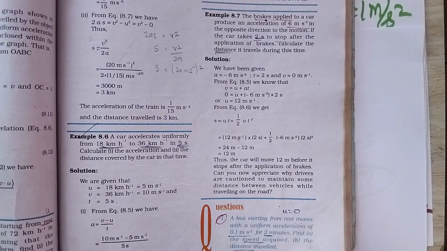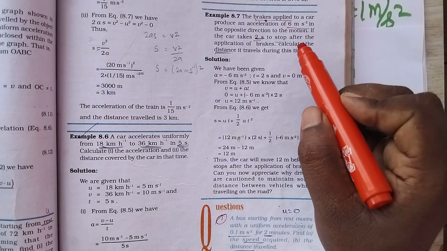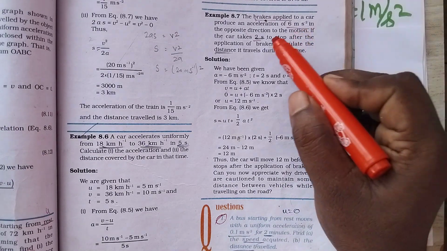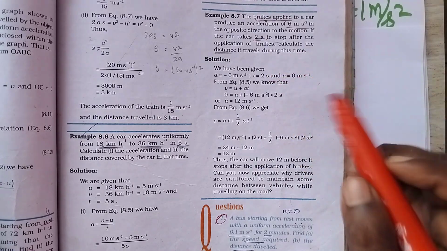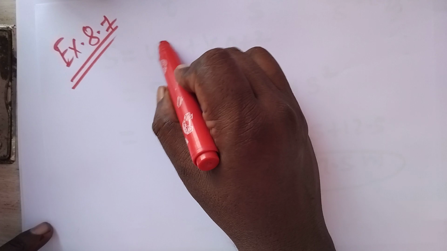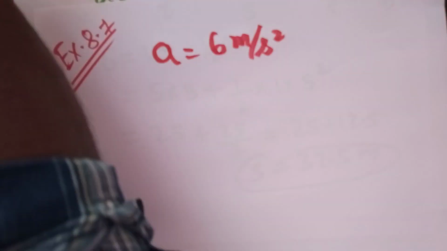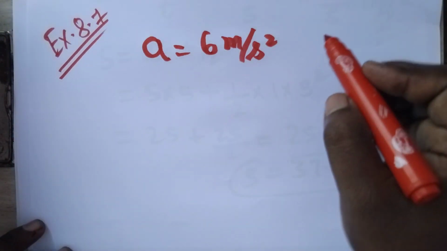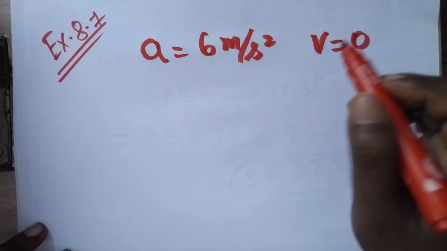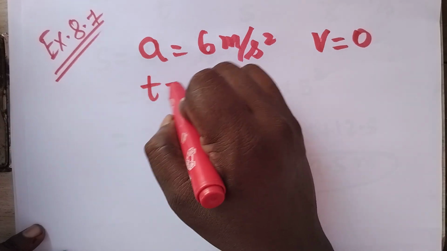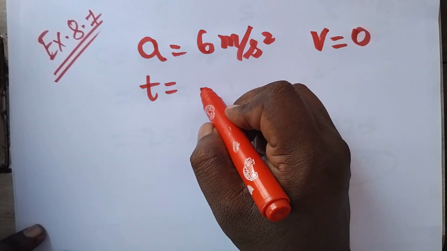Started car, initial velocity 0. Stopped car, final velocity 0. Starting means initial velocity 0. When the car applies brake, it comes to an end, means final velocity 0. Acceleration is given, time period is given. They asked you to calculate the displacement, or distance. So what acceleration is given in the question? 6 meter per second square. Now the car finally gets stopped. What about final velocity? 0. The time period taken for this problem is 2 seconds.